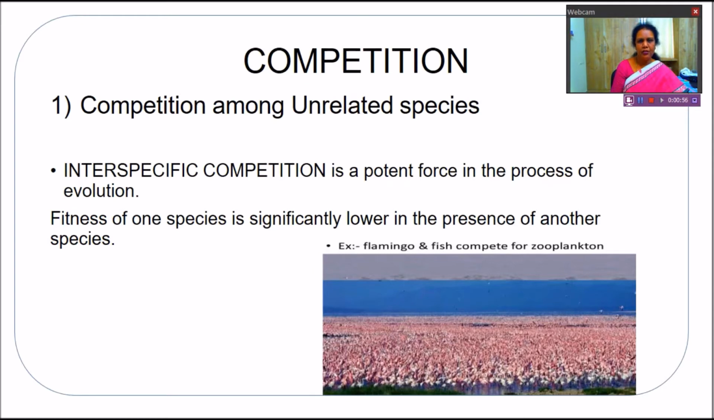This competition was first studied by Darwin, who explained evolution through the process of natural selection. When there is natural selection, there will be competition among different species. So, competition is leading to natural selection, and natural selection is leading to evolution. This is a theory of Charles Darwin, which is called natural selection. According to Darwin, competition is the potent force for evolution.